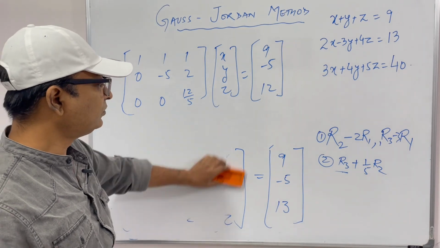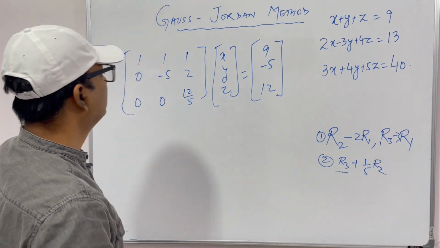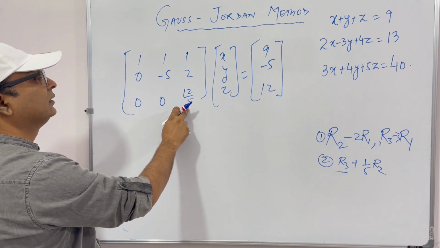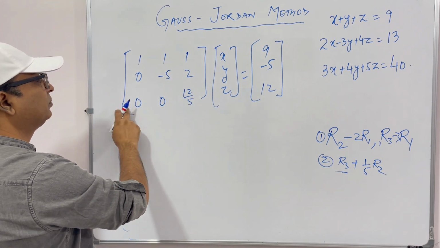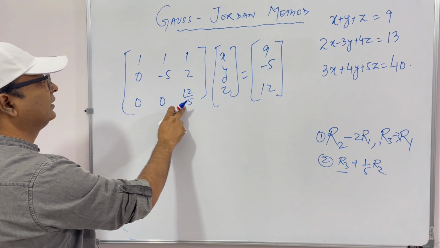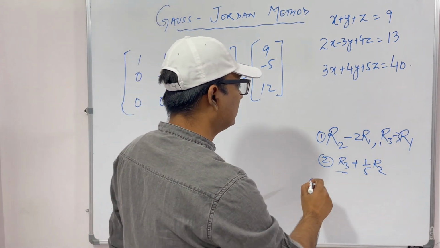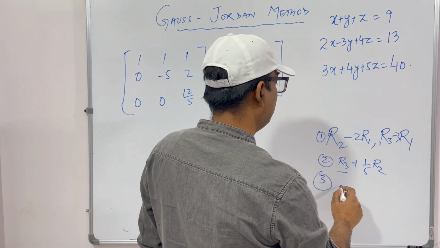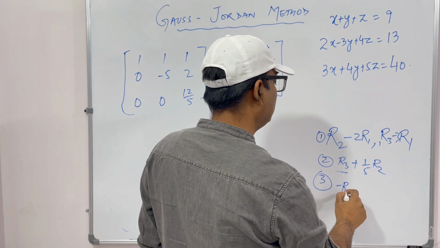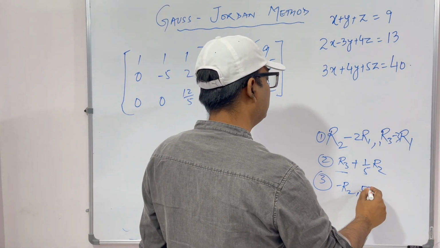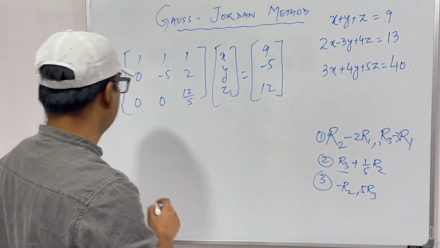Now what we'll do, see, this is 5, 12 by 5. This will create a problem for us. So let's multiply R3 by 5. And this is minus, let's make it plus. You'll see why. So our third operation will be multiply R2 by minus 1, that is minus R2, and multiply R3 by 5. Let's see what happens.